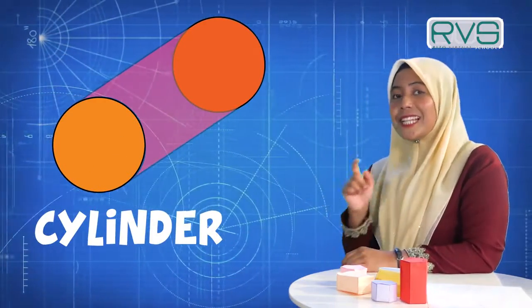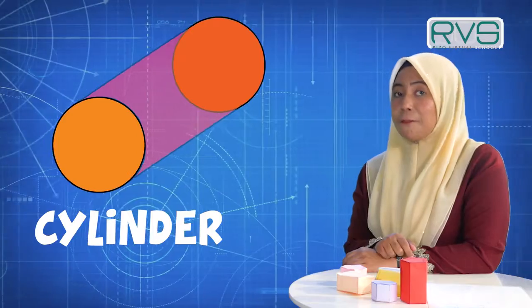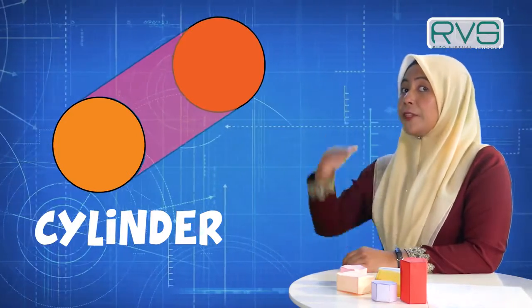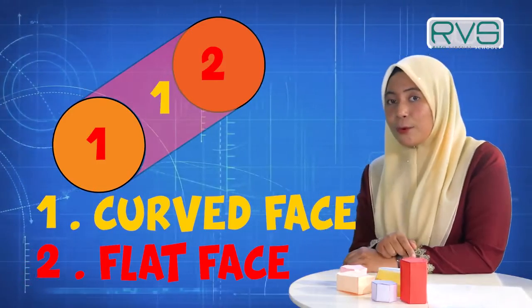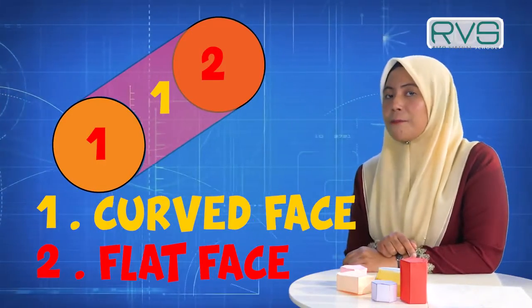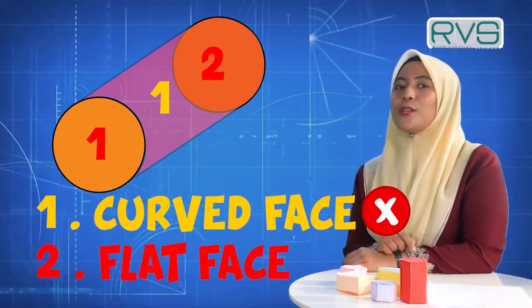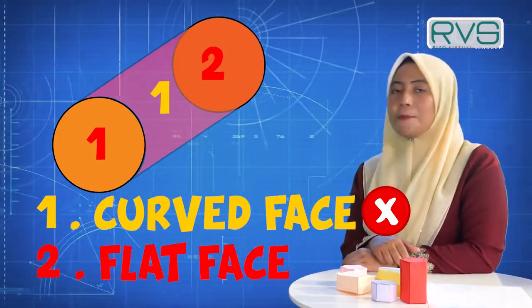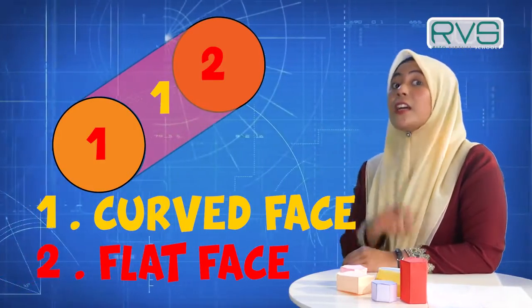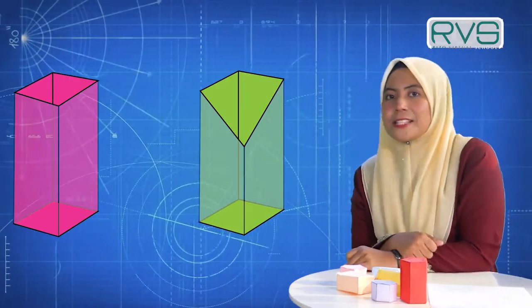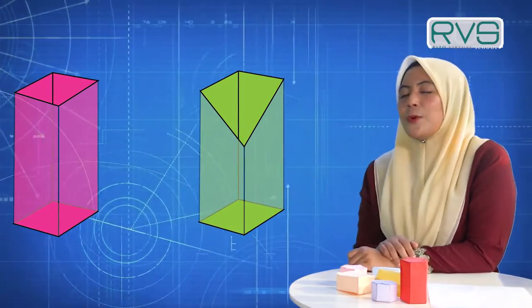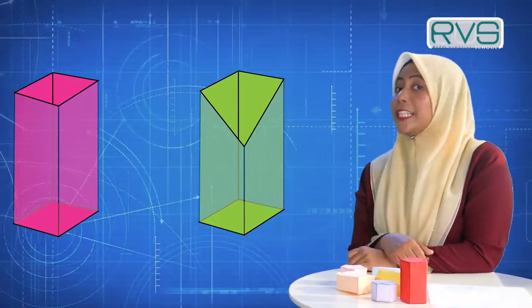So, how many faces does a cylinder have? Yes, a cylinder has 2 flat faces and 1 curved face. So, is a shape with a curved face a prism? No. So, a cylinder is not a prism because a cylinder has a curved face. So, very good. Alright, next. Second example. Here we can see 2 3D shapes.